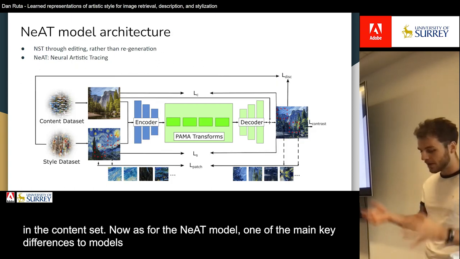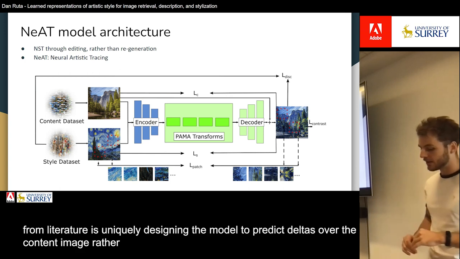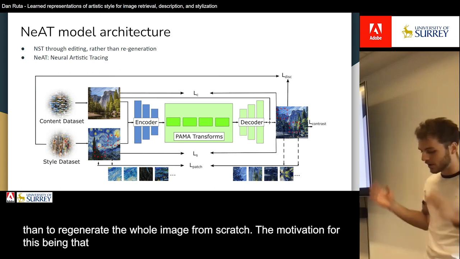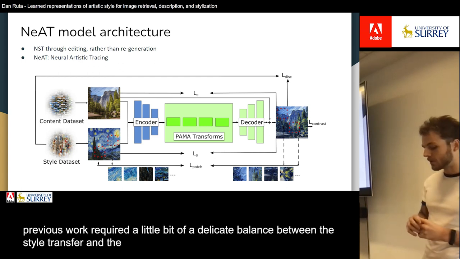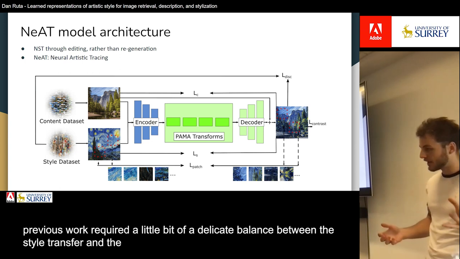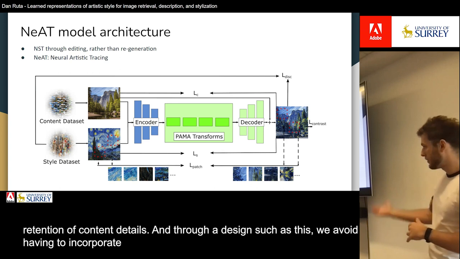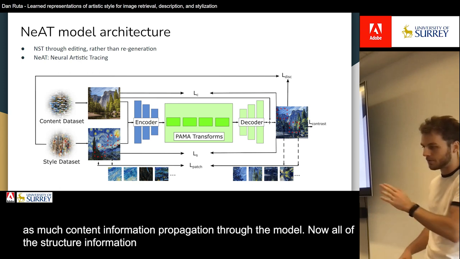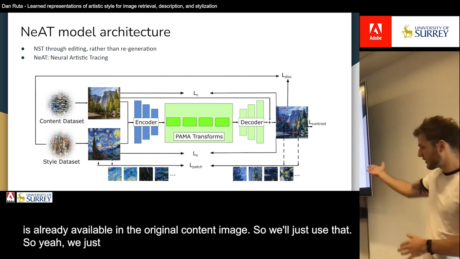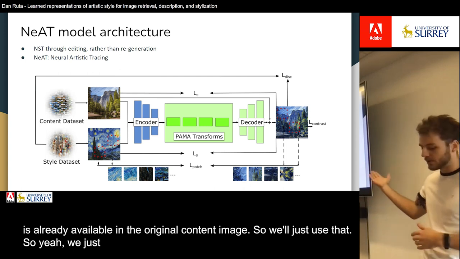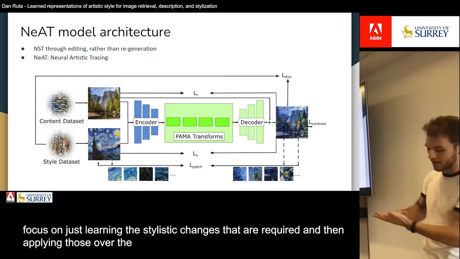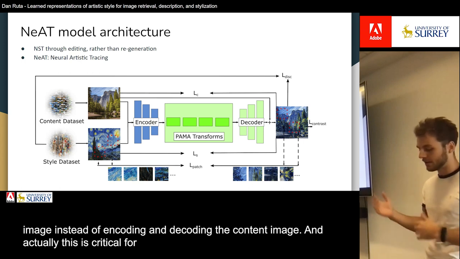As for the NEAT model, one of the main key differences to models from literature is uniquely designing the model to predict deltas over the content image rather than to regenerate the whole image from scratch. Now, motivation for this being that previous work required a bit of a delicate balance between the style transfer and the retention of content details. And through a design such as this, we avoid having to incorporate as much content information propagation through the model. Now, all of the structured information is already available in the original content image. So we'll just use that. We just focus on just learning the stylistic changes that are required and then apply those over the image instead of encoding and decoding the content image.